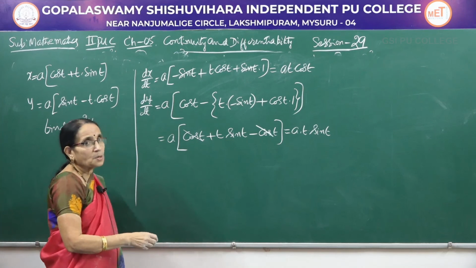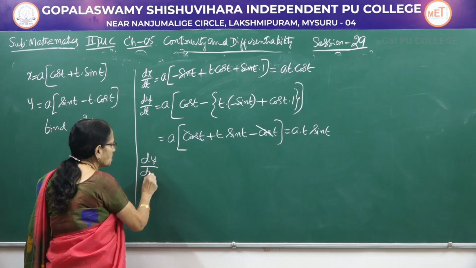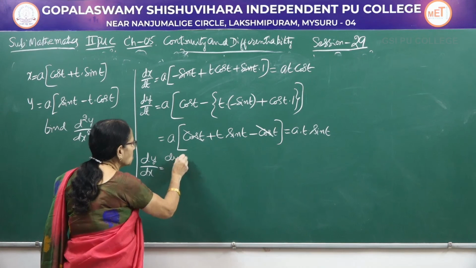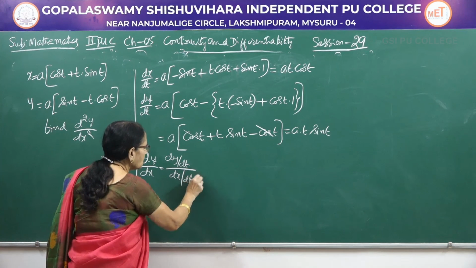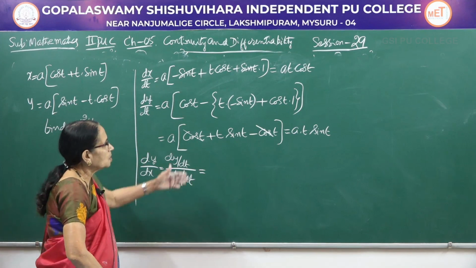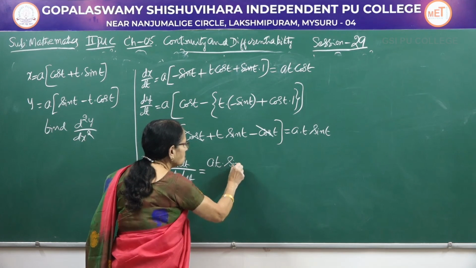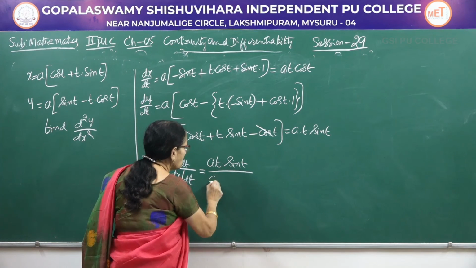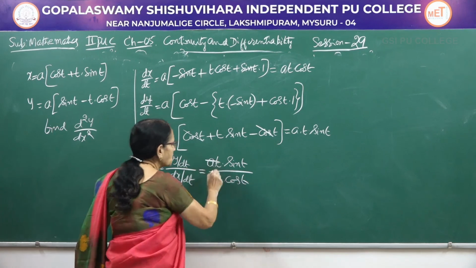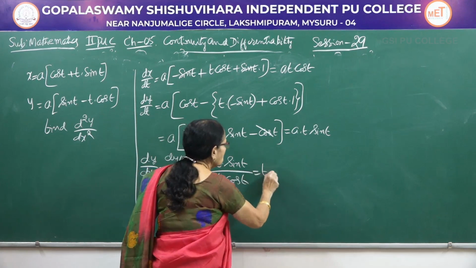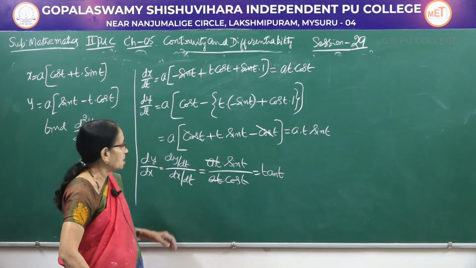So, we got the values of dy by dt, and you know the formula for a parametric function. Dy by dx equal to dy by dt divided by dx by dt. Now, the values have been calculated. So, a into t into sin t divided by a into t into cos of t. Now, a and t get cancelled. So, we get here tan of t. So, this answer we had got here.